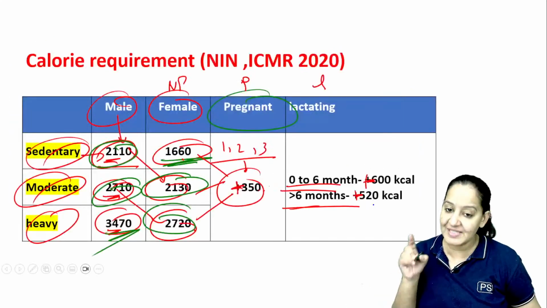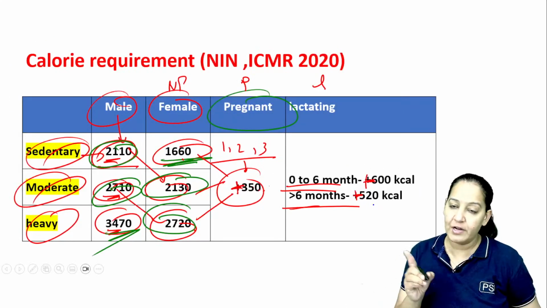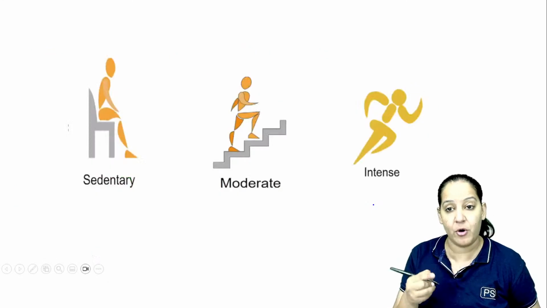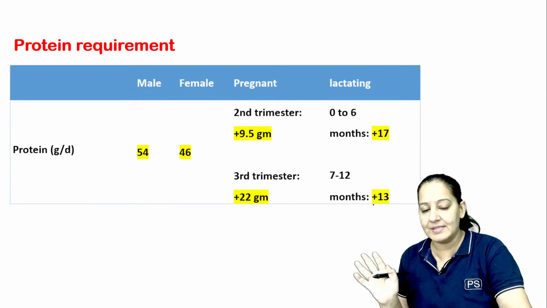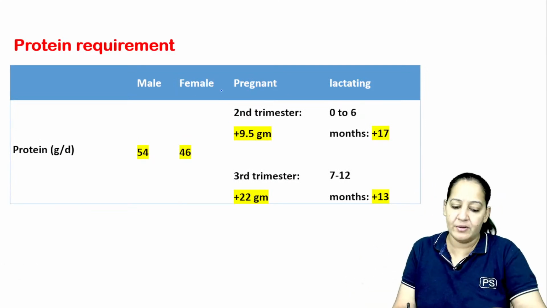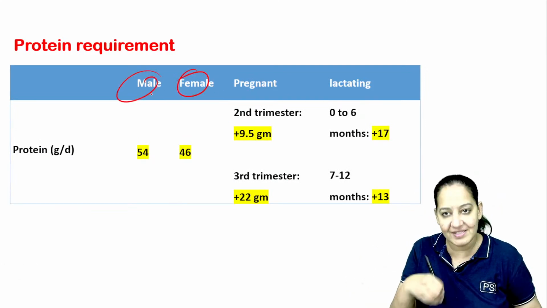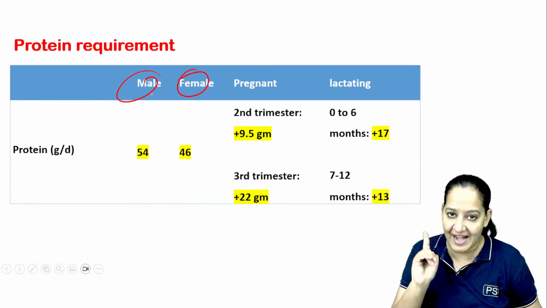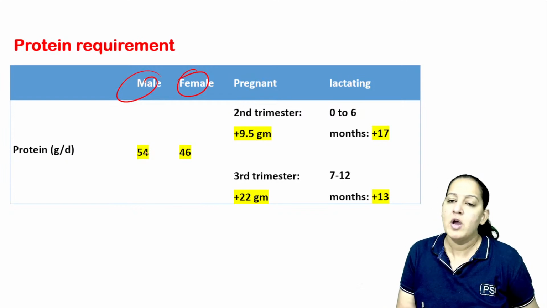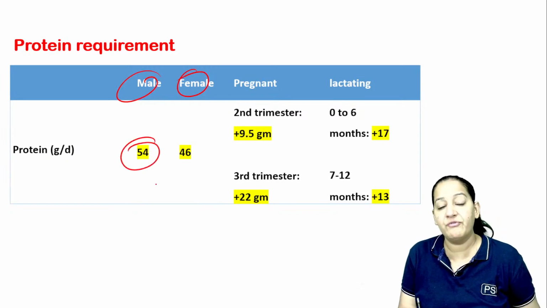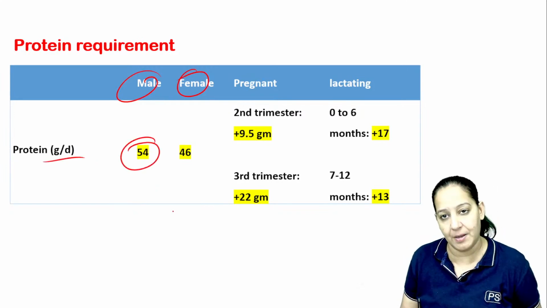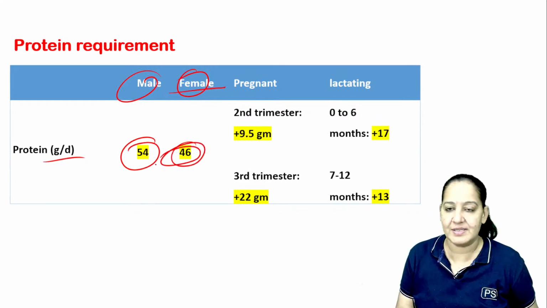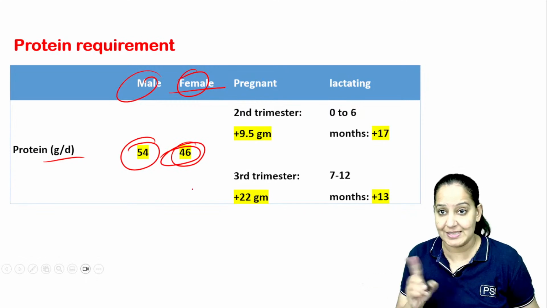Right, this is the energy requirement I told you. Energy requirement depends on whether the person is sedentary, moderate or heavy. Protein requirement doesn't depend on that. It depends only on the gender, male or female. Whether sedentary, moderate or intense doesn't matter. If it is an adult male, whether he is sedentary, moderate or intense, he needs 54 grams per day of protein. Any female, whether sedentary, moderate or intense, needs 46 grams. So 54 and 46 is for protein.